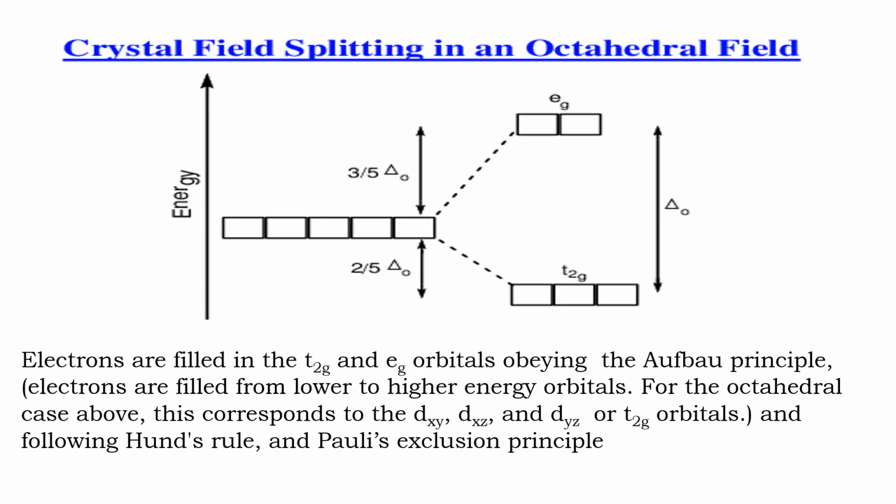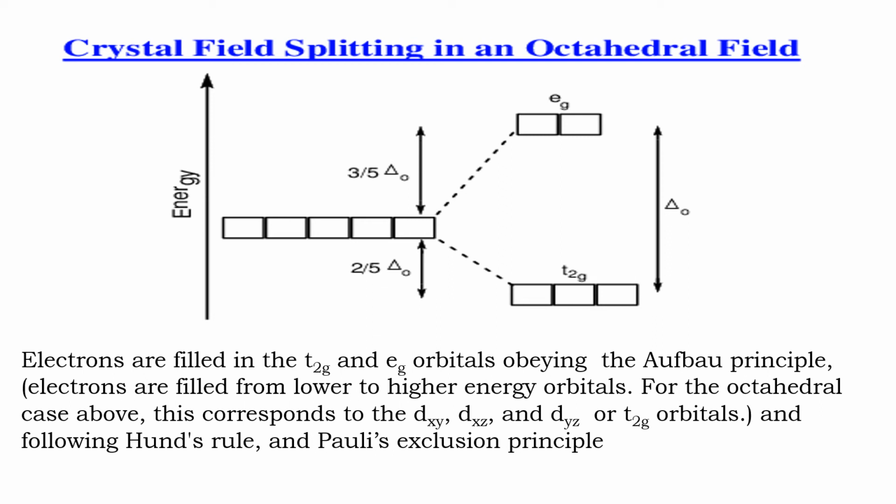Then during filling of electrons, we have to consider Hund's rule. What is Hund's rule? Pairing of electrons can only occur when all the available orbitals are half filled. And we have to think about the Pauli exclusion principle. What is the Pauli exclusion principle? An orbital can accommodate a maximum of 2 electrons. So after crystal field splitting, we have to enter electrons into t2g and eg orbitals, obeying the Aufbau principle, Hund's rule and the Pauli exclusion principle.